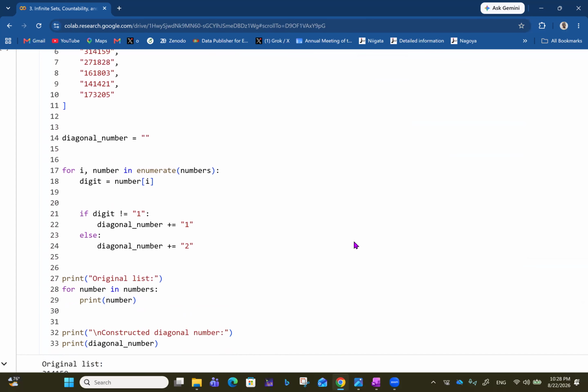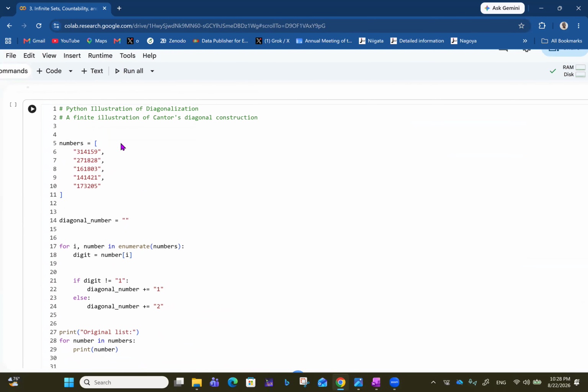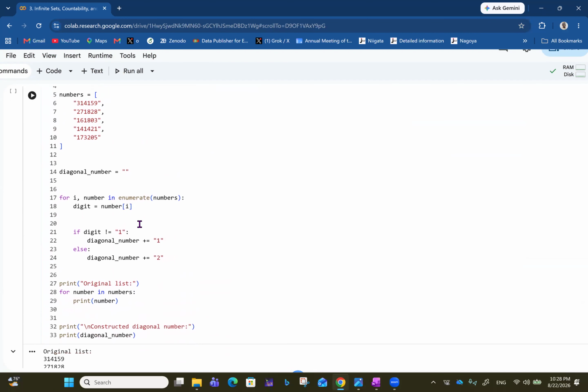So we have a Python illustration here of diagonalization. A finite illustration of Cantor's diagonal construction. Imagine you have numbers like 314159, 271828, 161803, 141421, 173205. So we have the diagonal number, initialized. For i, number in enumerate(numbers), you have digit i. So you have to follow each digit like that. If the digit is not equal to 1, then the diagonal number is incremented by 1, else the diagonal number is incremented by 2. You then print the original list, and for each number in numbers, you print the number. And then you have the constructed diagonal number.